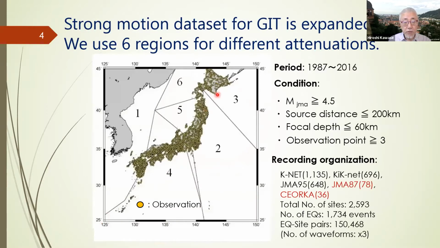We divide Japan into 6 regions with different path terms, and we use earthquakes with JMA magnitude larger than 4.5, source distance less than 200 kilometers, focal depth less than 60 kilometers, and at least 3 observation points. In total, we have about 2,600 sites and 1,700 events, and in terms of earthquake-site pairs, it is 150,000.